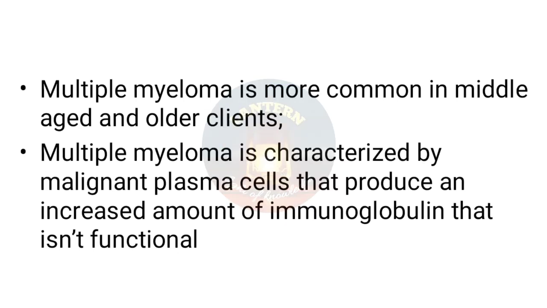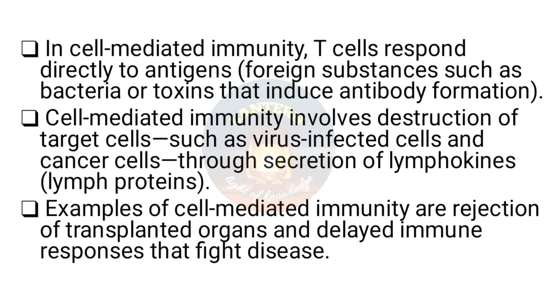Multiple myeloma is more common in middle-aged and older clients. Multiple myeloma is characterized by malignant plasma cells that produce an increased amount of immunoglobulin that is nonfunctional. In cell-mediated immunity, T cells respond directly to antigens. Antigens are foreign substances such as bacteria or toxins that induce antibody formation. Cell-mediated immunity involves destruction of target cells such as virus-infected cells and cancer cells through secretion of lymphokines or lymph proteins. Examples of cell-mediated immunity are rejection of transplanted organs and delayed immune responses that fight disease.